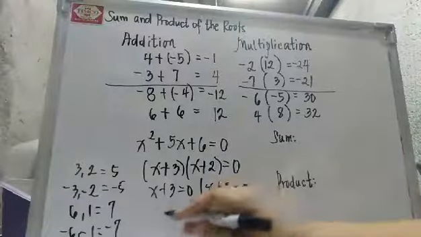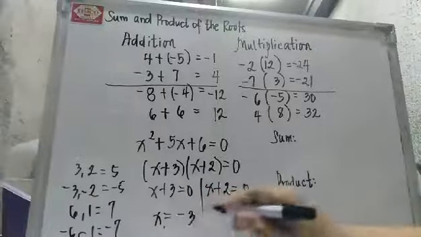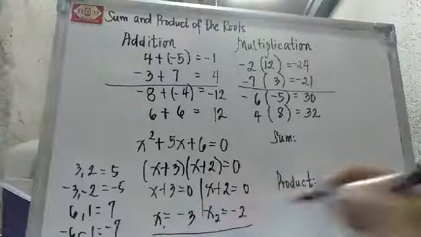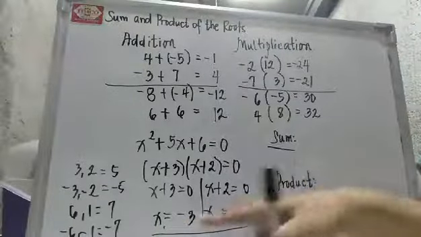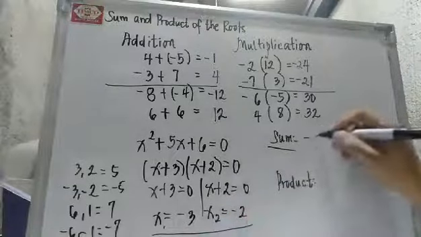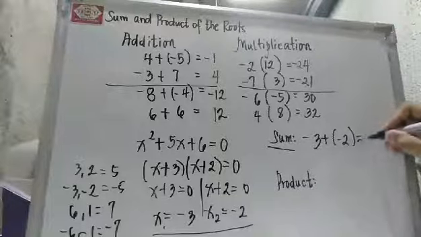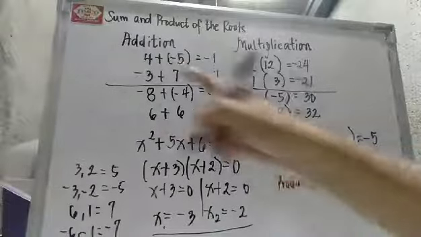By transposition, we have x equal to negative 3 and x equal to negative 2. So these are our roots or solution. Now to find their sum, we are just going to add the roots. Negative 3 plus negative 2. So we have negative 5 based on our concept of our addition.